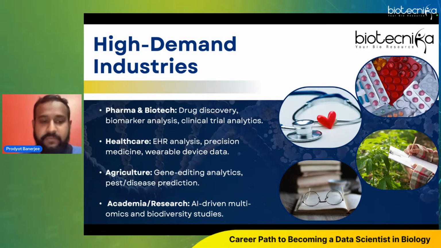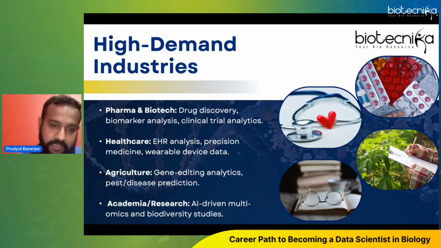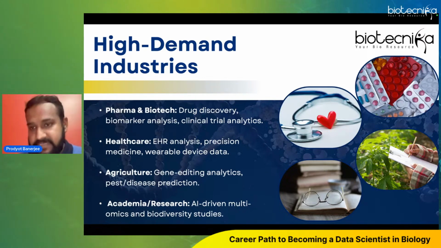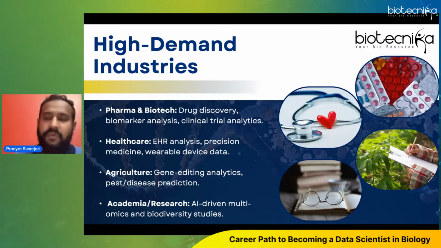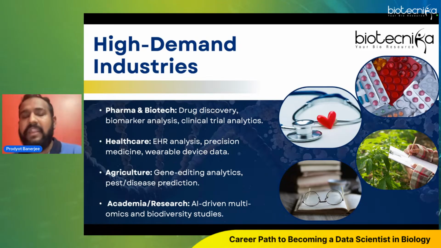Then obviously academia and research, that is there for all of the fields that are there. And AI also has that. So AI-driven multi-omics data analysis, biodiversity studies, that can be done. So some of them are mentioned. Obviously research can be done in multiple tangents.